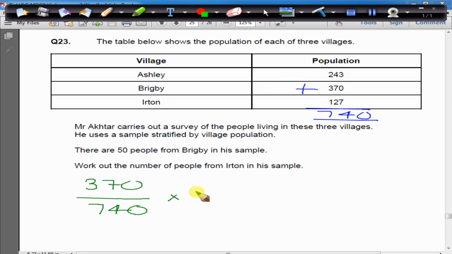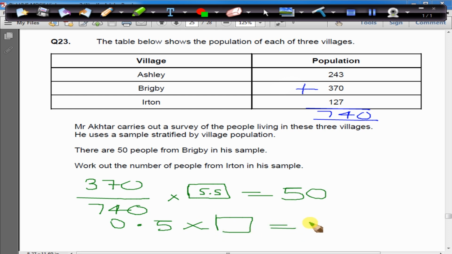Hang on a second, you're ahead of me. Times that by the actual stratified sample, because we don't know what it is at the moment. The stratified sample is equal to 50. So 50 is the answer to the question. You said this is equal to a half, 0.5. So a half of my stratified sample is equal to 50. So what is my stratified sample then? It is 50 divided by half, 100. So half of 100 is 50. So my stratified sample size is 100.